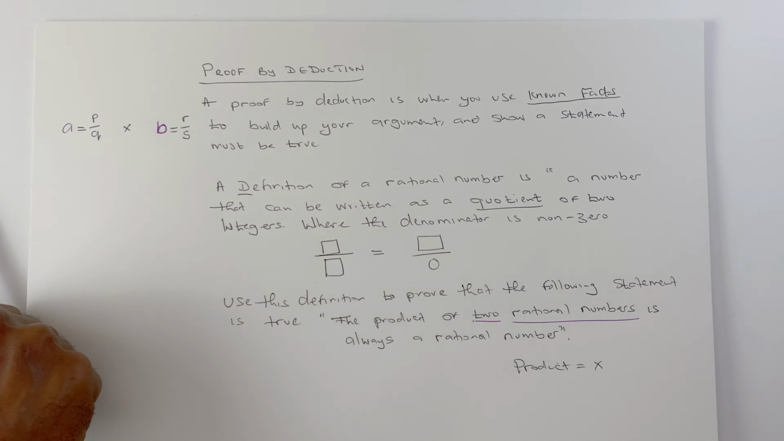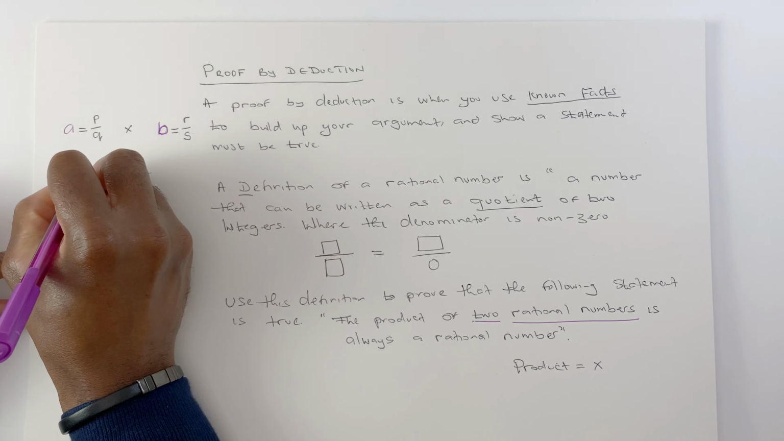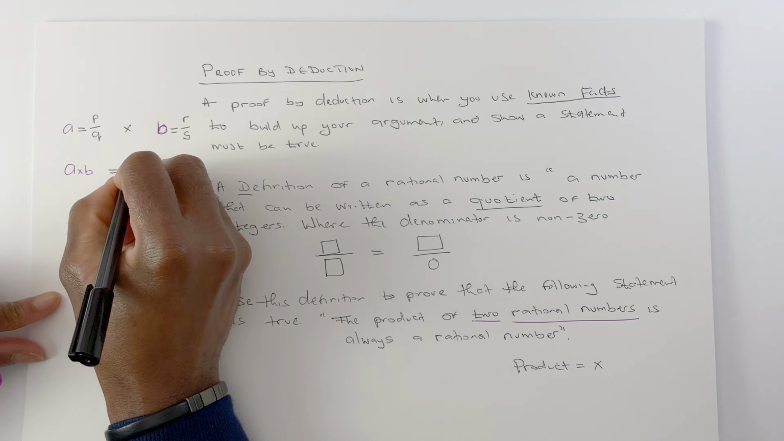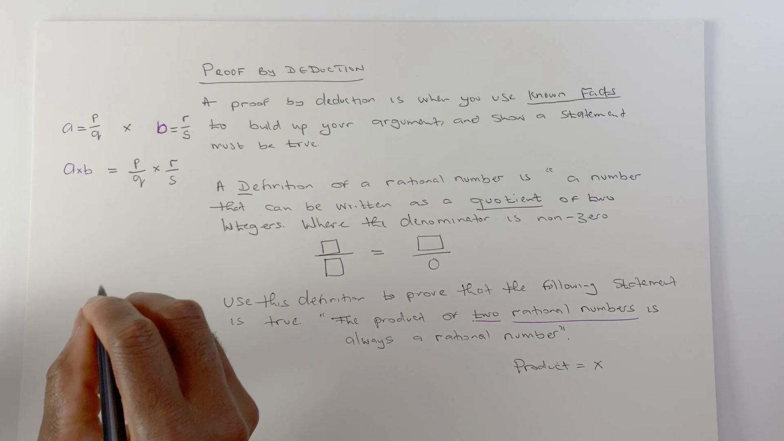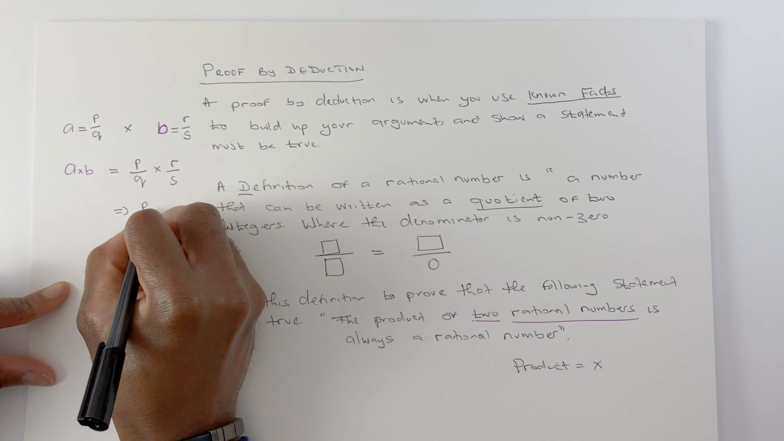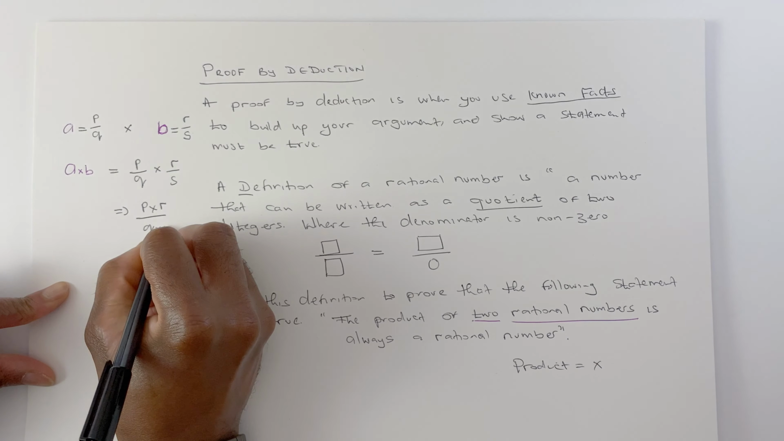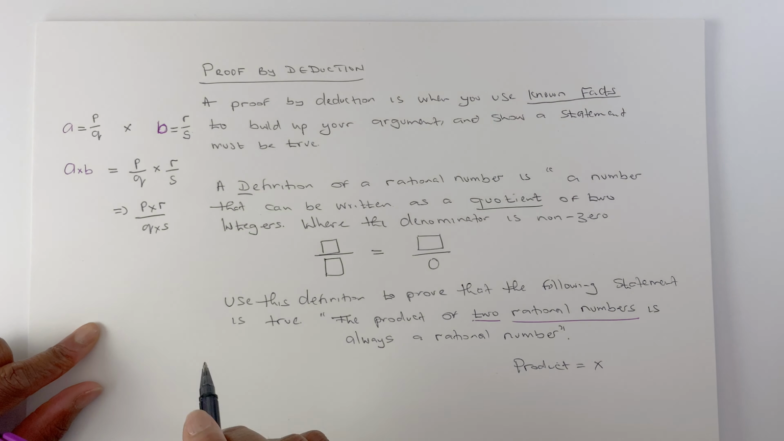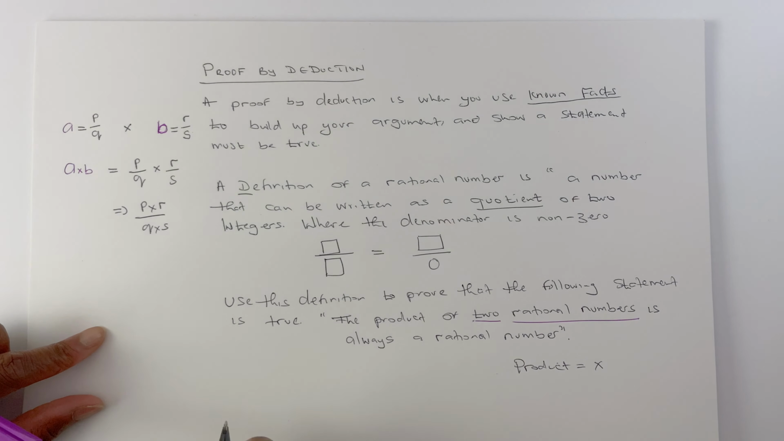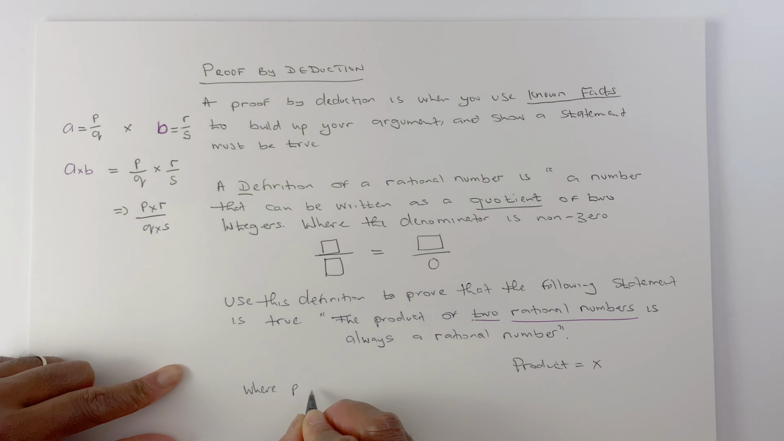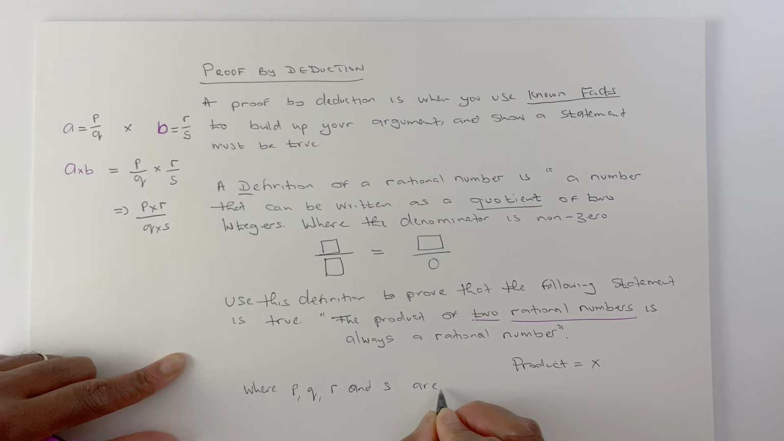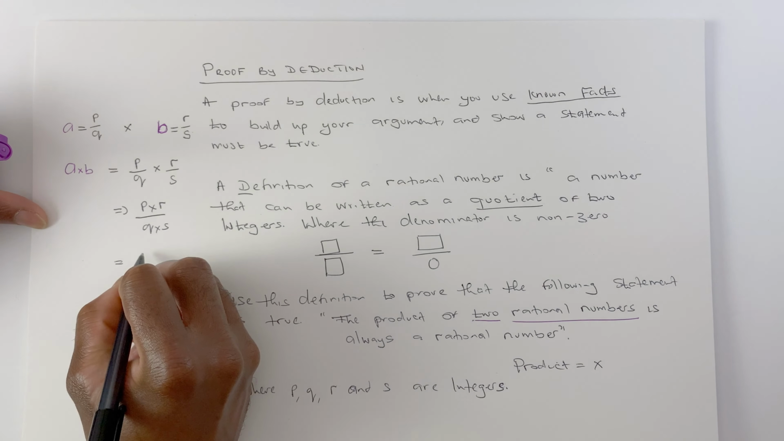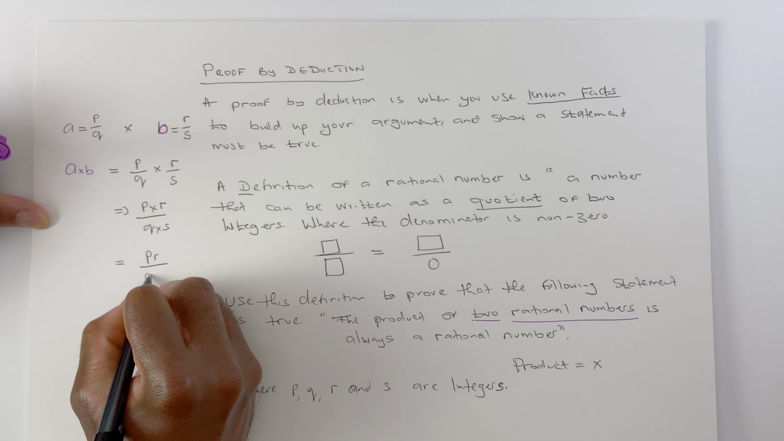So therefore what am I going to get? I'm going to get A times B equal to P over Q times R over S, which implies P times R over Q times S. Now bear in mind that P, Q, R, and S are all integers. So that will give us PR over QS.